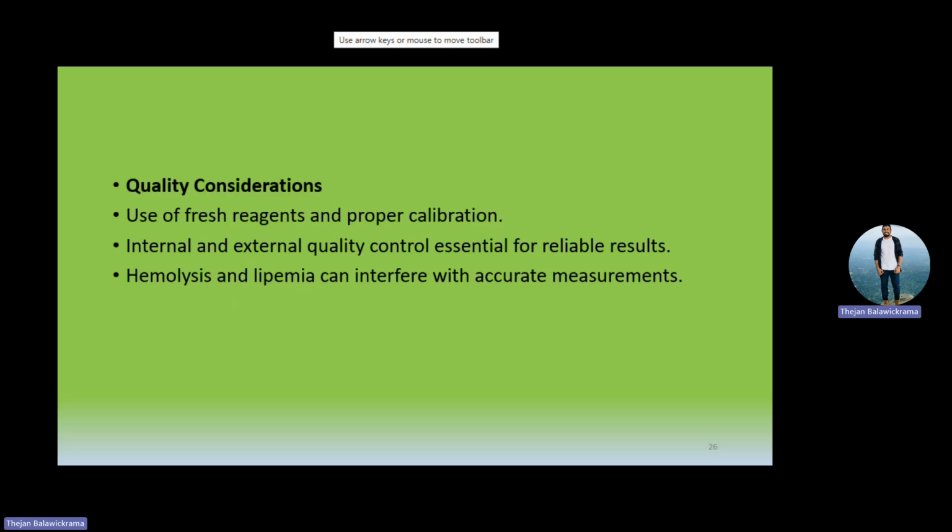And after we get the results, internal and external quality control is essential, right? Internal and external quality control means, internal means we have to maintain the lab conditions, the particular temperature, particular pressure, and so on. And external ones are from the place where the blood sample is collected to the lab, right? External factors, right?